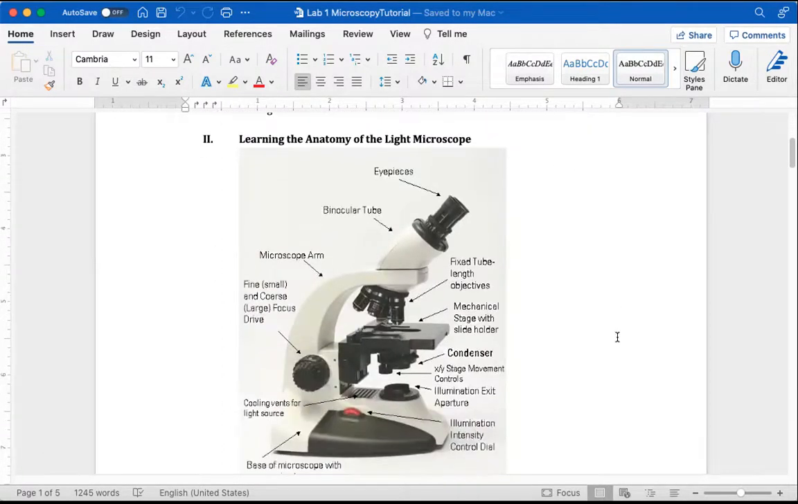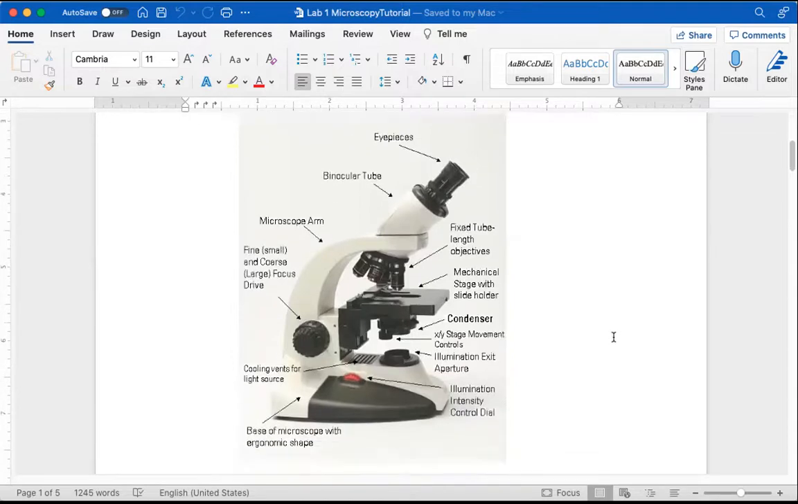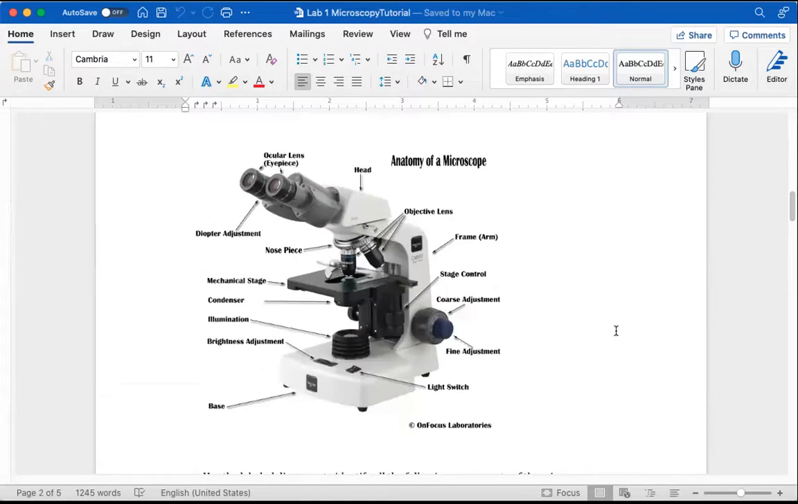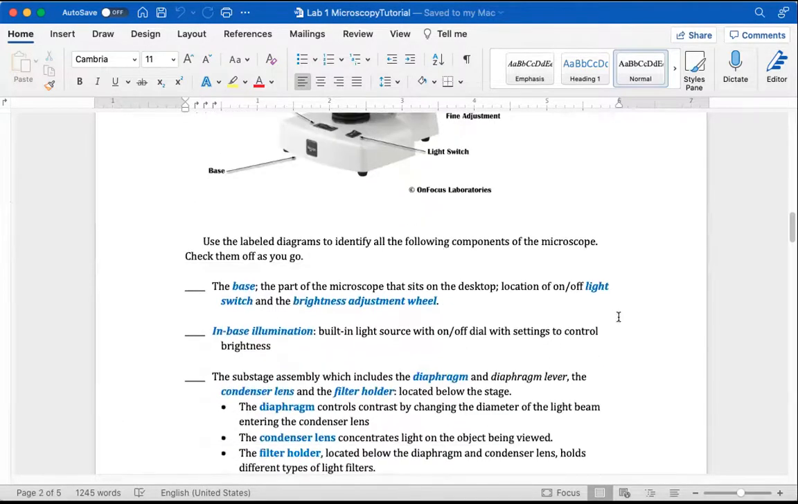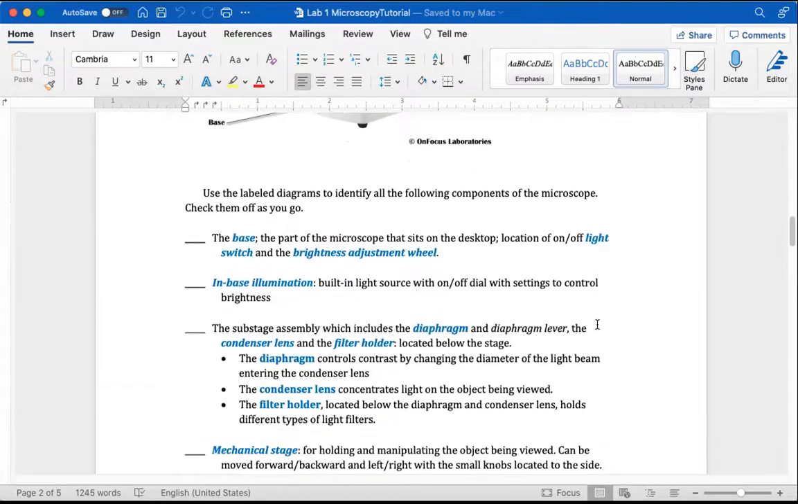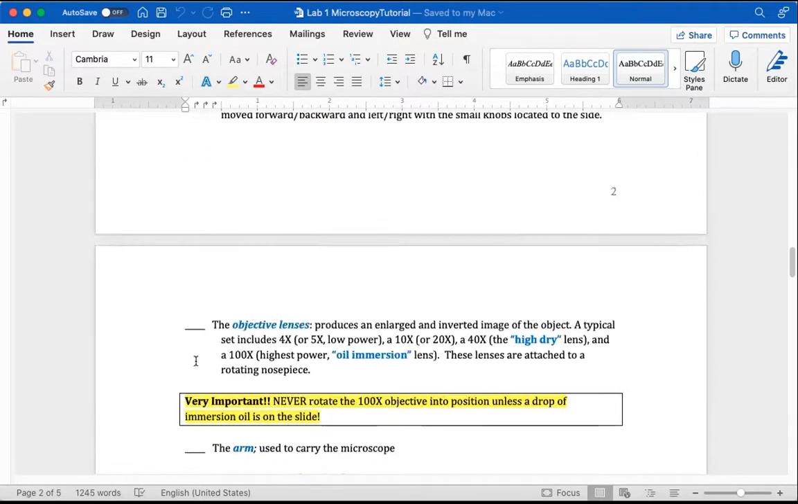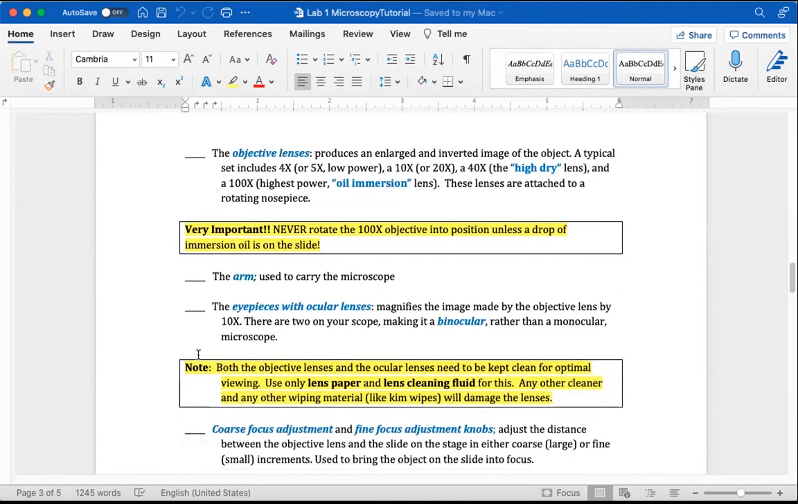Then there's a couple of labeled images for you that talk about the pieces and parts. Here's another one. And then I've got this sort of a tutorial. It's a list of the parts of the microscope that I want us to know. And as you identify each one, you can just check it off at home, okay? There's a couple of highlighted things to pay attention to. Here's one that's very important.